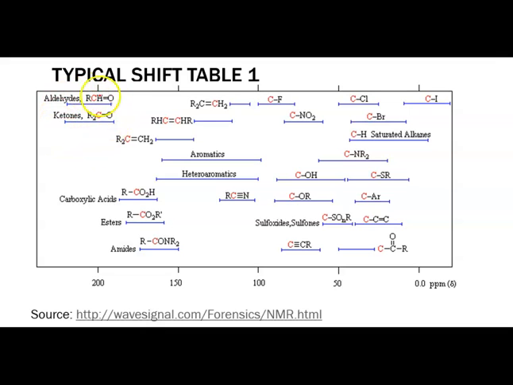So aldehydes and ketones both have double bonded oxygens, so they're far down here to 200, but you'll see that there's a range for the ketones, and it goes between, let's say 190 all the way to 210. Same thing for the aldehydes, okay? Down here you'll also find carbons that are in carboxylic acids, esters, and amides.